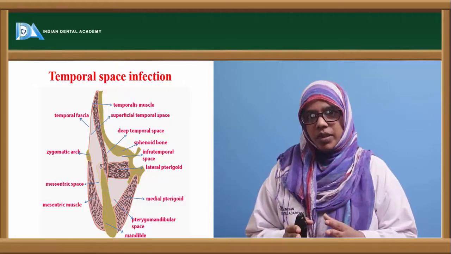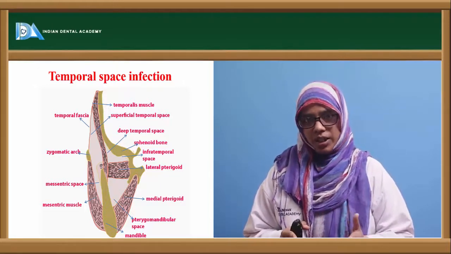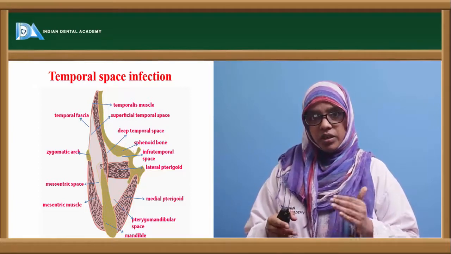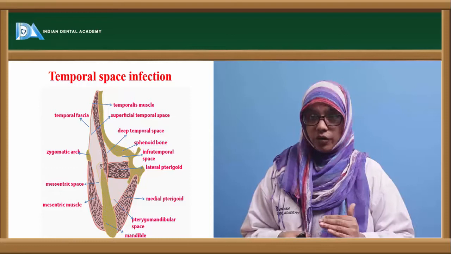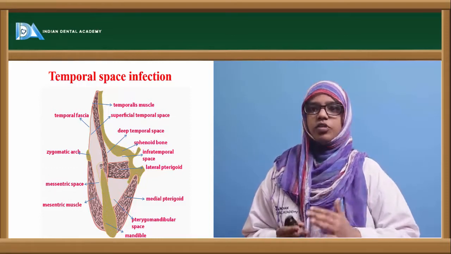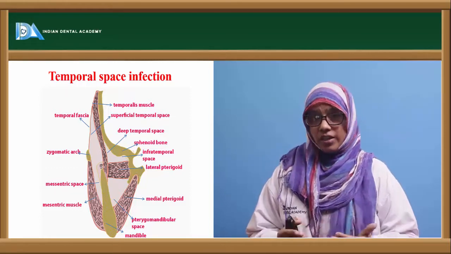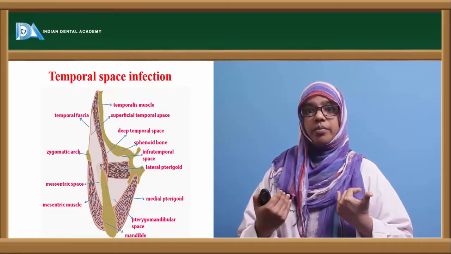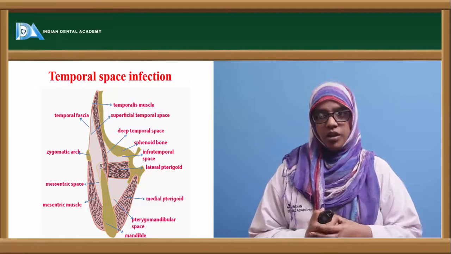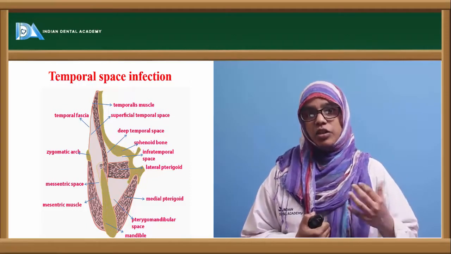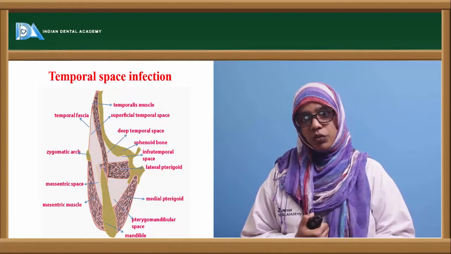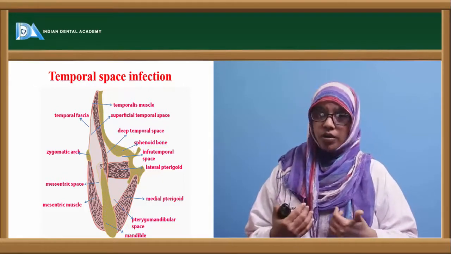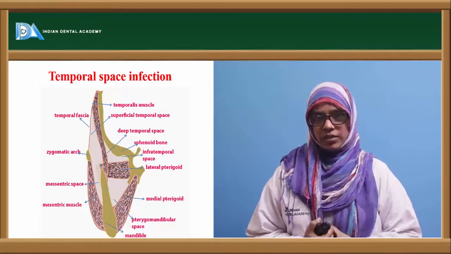Now deep temporal space is bounded laterally by the temporalis muscle, medially by the squamous temporal part of the bone, inferiorly by the lateral pterygoid muscle, and superiorly by the muscle attachment to the cranium. Anteriorly it is bounded by the lateral rim of the orbit and posteriorly by the pterygomaxillary fissure. As I said, it communicates with the superficial space infection. So similarly, you could drain this space either intraorally through the vestibule or extraorally from the suprazygomatic incision.